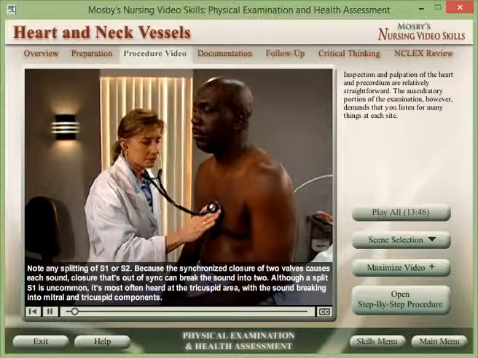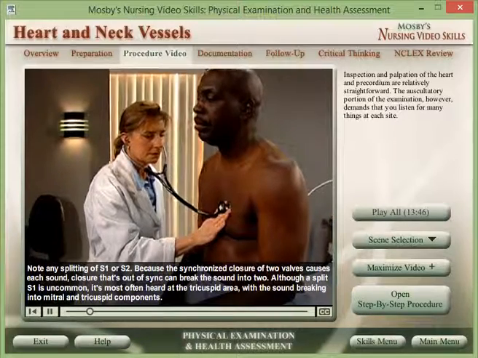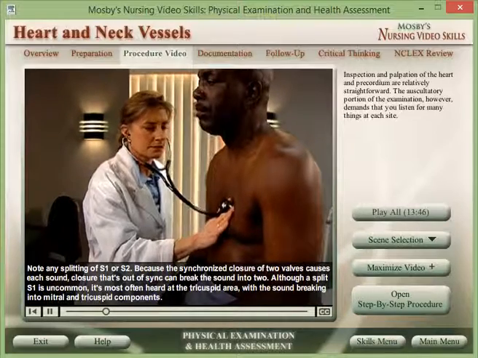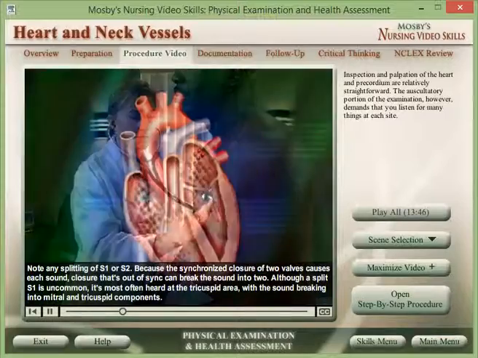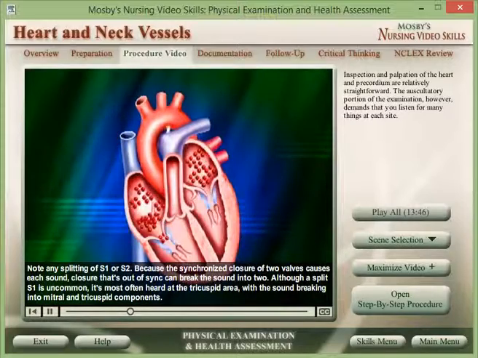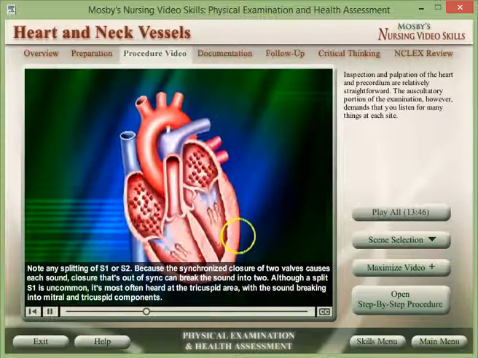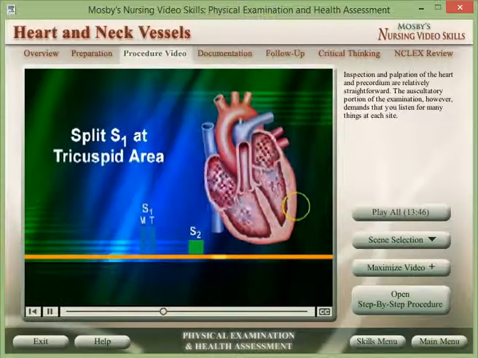Note any splitting of S1 or S2. Because the synchronized closure of two valves causes each sound, closure that's out of sync can break the sound into two. Although a split S1 is uncommon, it's most often heard at the tricuspid area, with the sound breaking into mitral and tricuspid components.